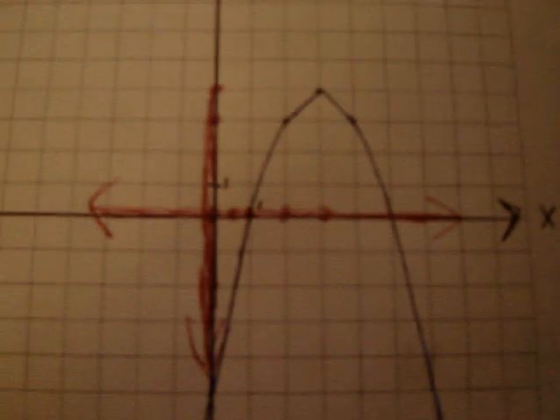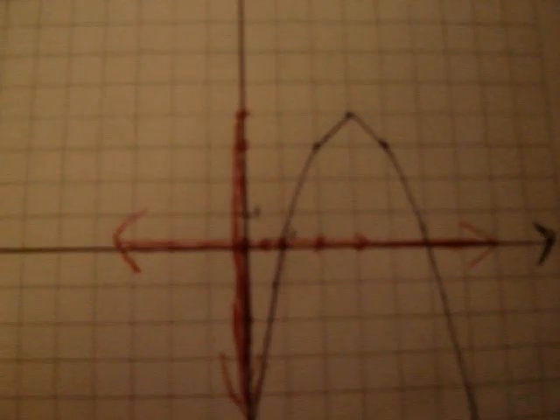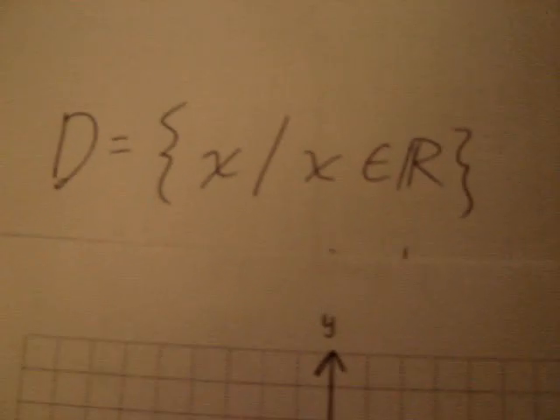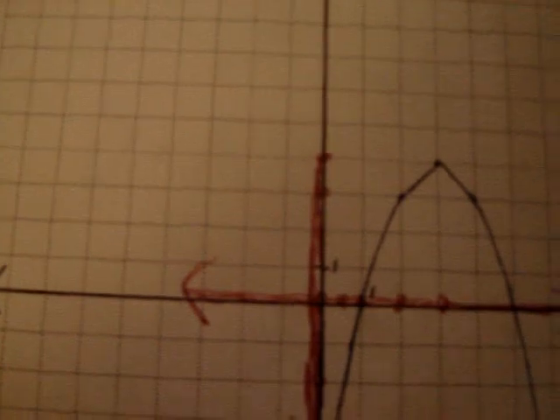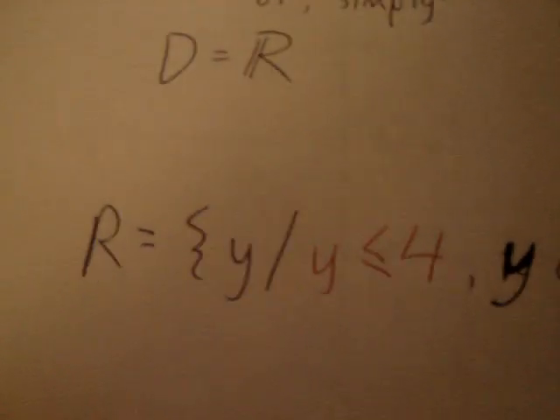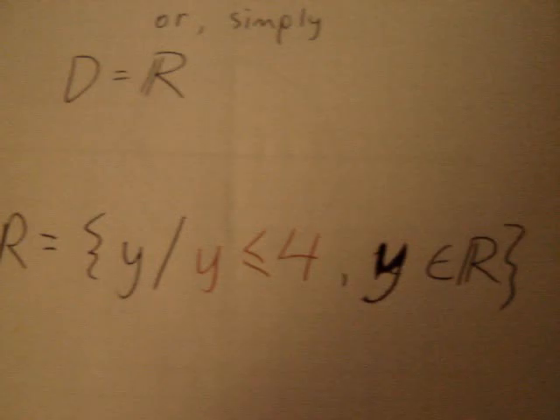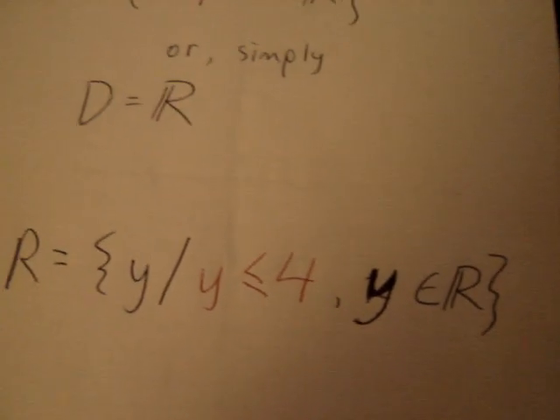The horizontal component will extend infinitely wide to the right, and if we were to express this horizontal axis in set notation, we would say that the domain is the set of all x's such that x is a real number, an element of the reals, or simply the domain is the set of all real numbers. And similarly, if we were to look at the vertical component, we'd say that we begin at positive 4 and we go down. We include positive 4 in our range, so our range becomes the set of all y's such that y is less than or equal to 4 and y is a real number.